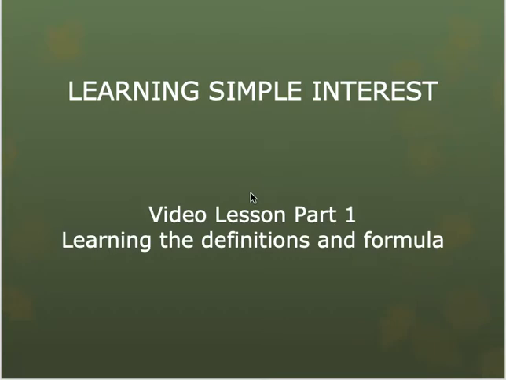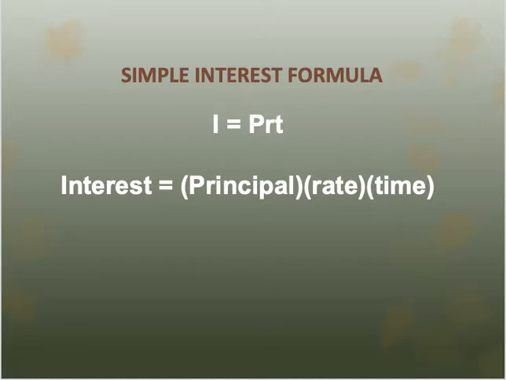In this video, we are going to take a look at learning simple interest, and this is a three-part series. This first part is going to focus on learning the definitions and the formula that go along with simple interest. So first, a look at the formula. The formula is represented by the equation I = PRT. In this equation, I represents interest, P represents principal, R represents rate, and T represents time.